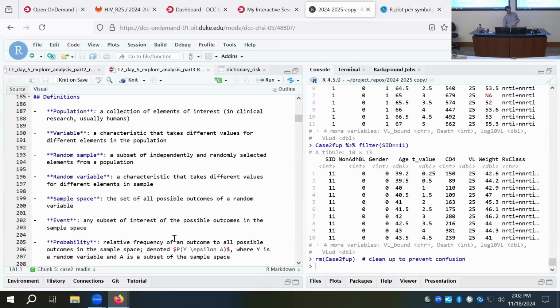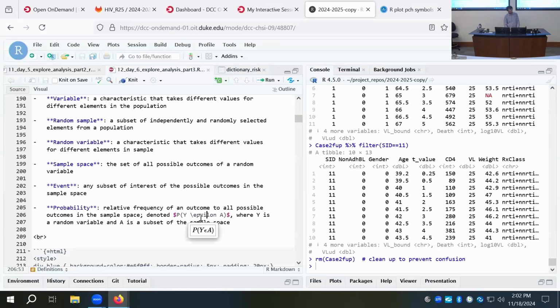Usually it's denoted, so we're getting into some math, like Y belongs to A. This epsilon here is sometimes used in math speak to mean belongs to, where Y is some random variable and A is a subset of the sample space. So for that BMI, A may be BMI greater than 20. So Y of 25 belongs in that set, and a Y of 19 does not.